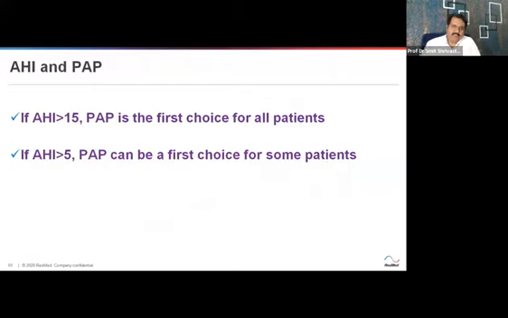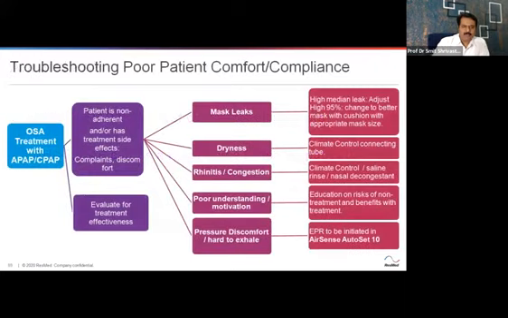So if HI is more than 15, that is, if it is severe, then the PAP is the first choice. If HI is between 5 and 15, then PAP may not be the choice for everyone. It may be the choice for a few. We have to again understand that everyone is not comfortable on these machines, but people do find them addictive once, after years of not sleeping properly, they get a good sleep, they become addicted to this.